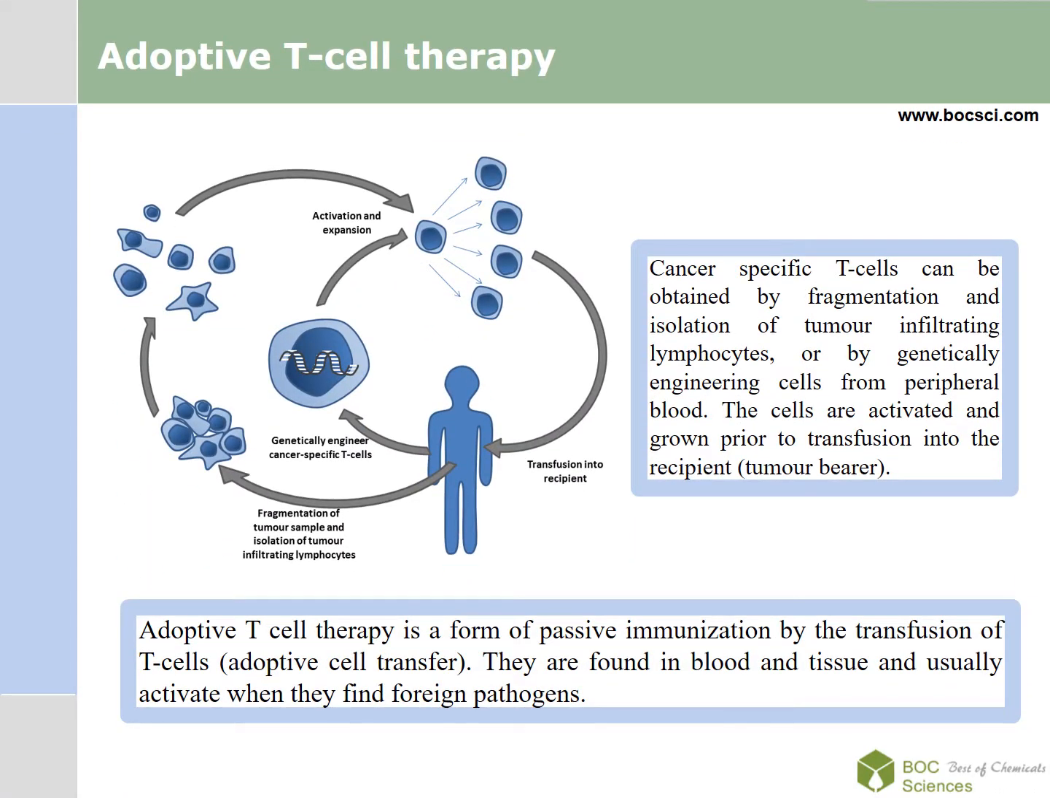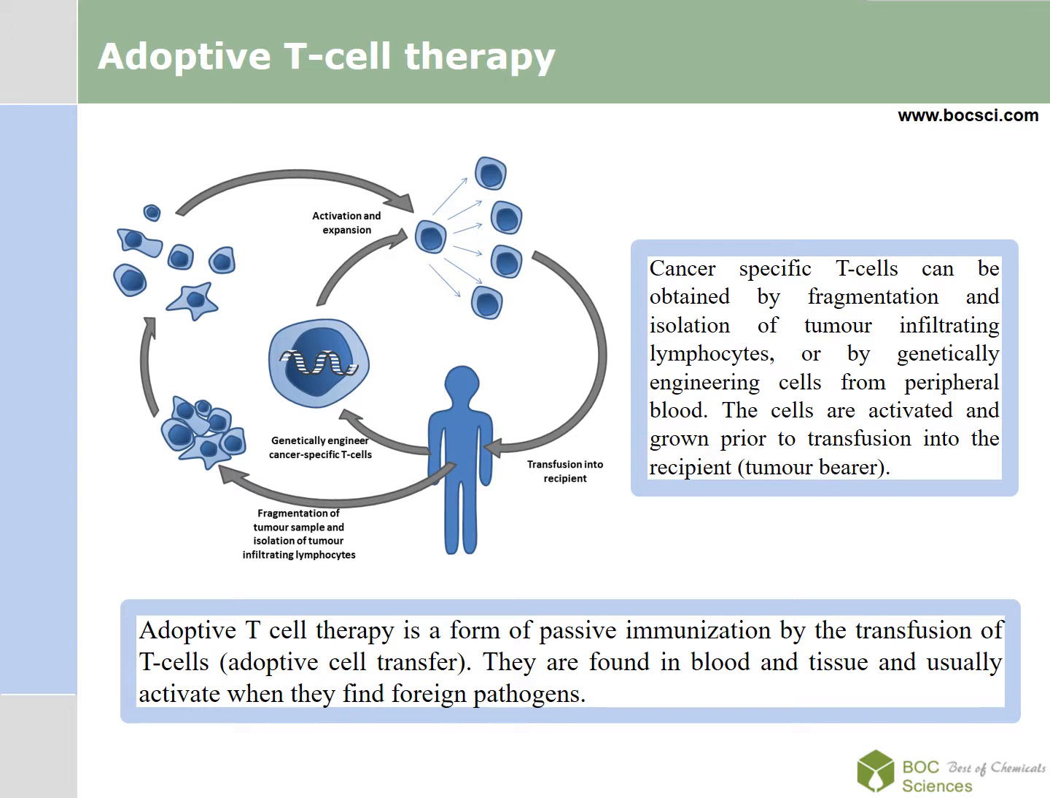Adoptive T-cell therapy is a form of passive immunization by the transfusion of T-cells, adoptive cell transfer. They are found in blood and tissue and usually activate when they find foreign pathogens. Specifically, they activate when the T-cell surface receptors encounter cells that display parts of foreign proteins on their surface antigens. These can be either infected cells, or antigen-presenting cells, APCs.